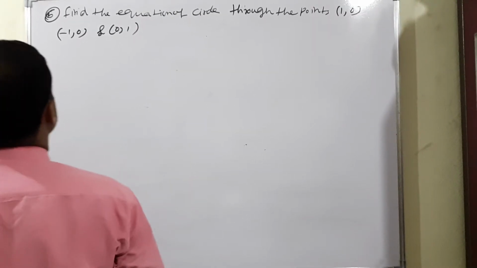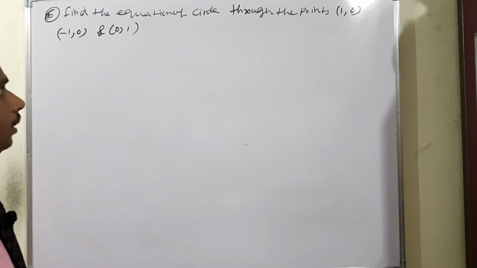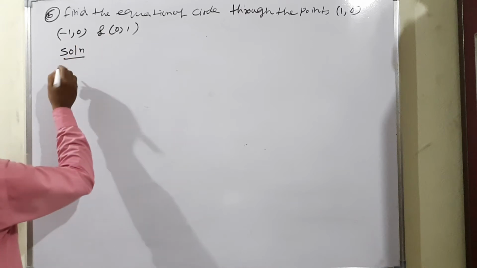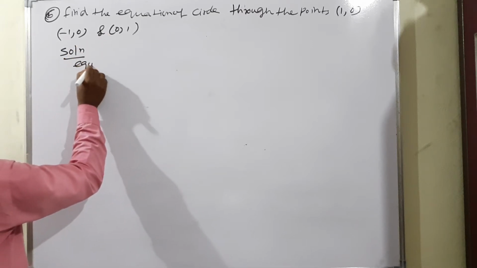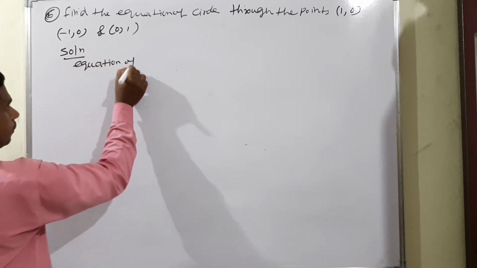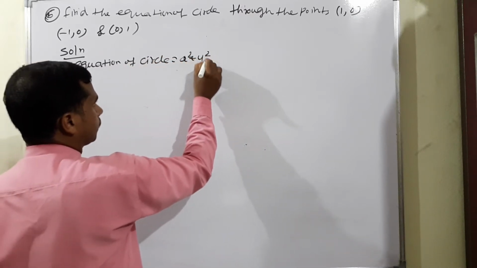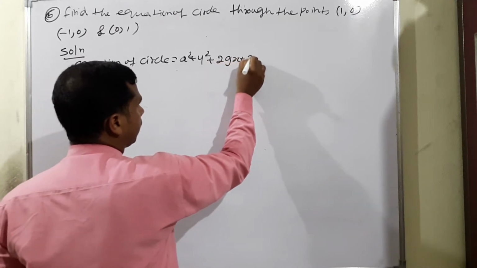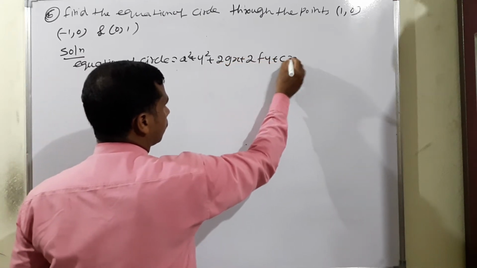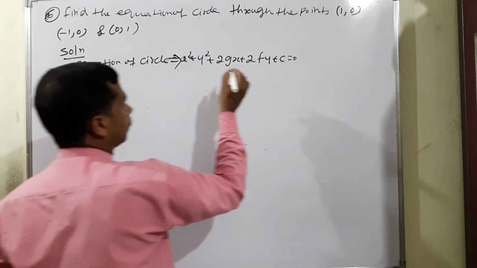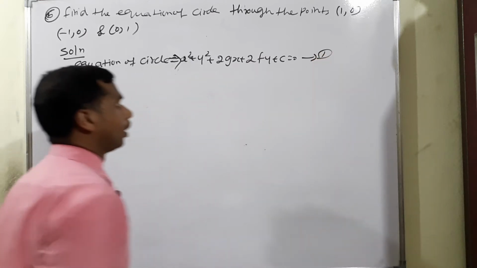Question number 6, isn't it? Question, find the equation of circle through the points. 3 points are there. First one 1, 0, second minus 1, 0, third one 0, 1. So what will happen? Solution. So equation of circle, what is the formula? Equation of circle means x square plus y square plus 2gx plus 2fy plus c is equal to 0. This is considered for equation number 1.